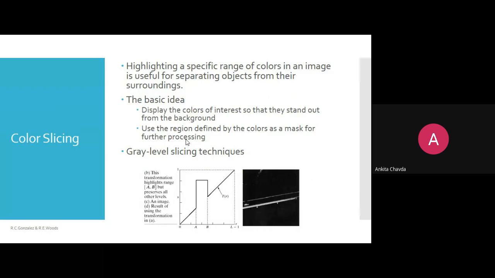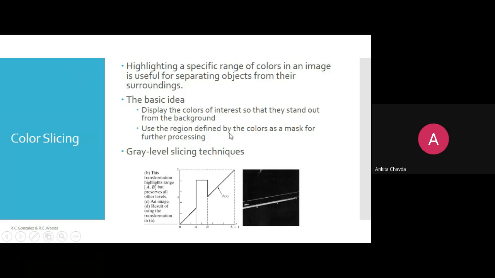Okay. Now the next term is color slicing. Color slicing is again very similar to your intensity slicing. If you want to highlight a particular range of colors, then you have to do this color slicing. Highlighting a specific range of colors in an image is useful for separating the objects from their surroundings. The basic idea is to display the colors of interest so that they stand out from the background, and another is to use the region defined by the colors as a mask for further processing.